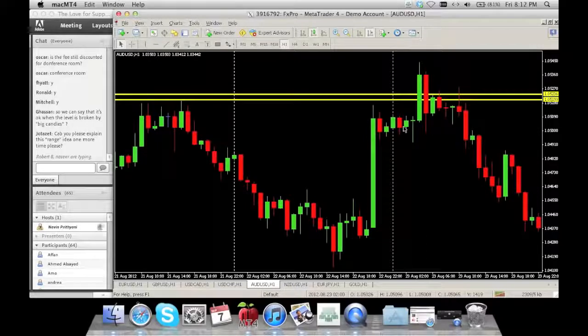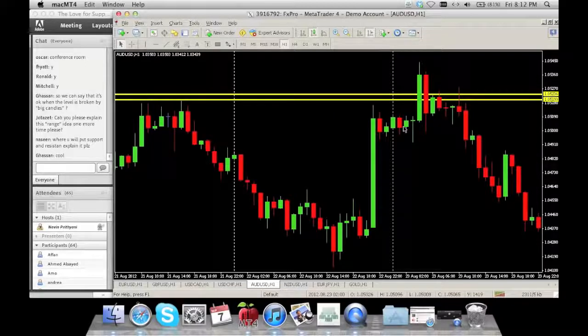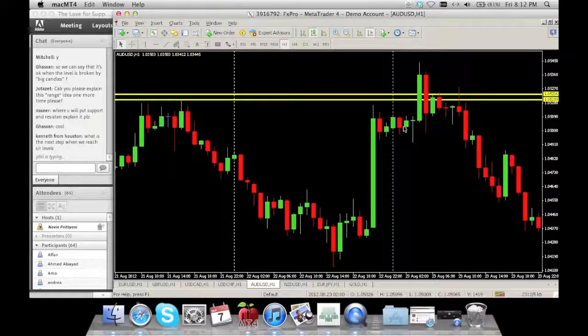So we can say that it's okay when the levels are broken by big candles. Yes, it's always okay when the levels are broken by big candles. Because if the levels cannot be broken, then the market will forever be in a consolidation. So it has to be these big candles that break through. There must be massive strength to break through. Only the big candles are allowed not to respect these levels.